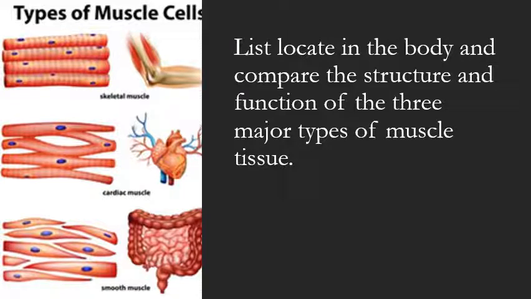Objective number 1. Let's locate in the body and compare the structures and functions of the three major types of muscle tissue. The three major types are skeletal muscle, cardiac muscle, and smooth muscle. We'll go into each one of them a little bit further in the next couple of slides.